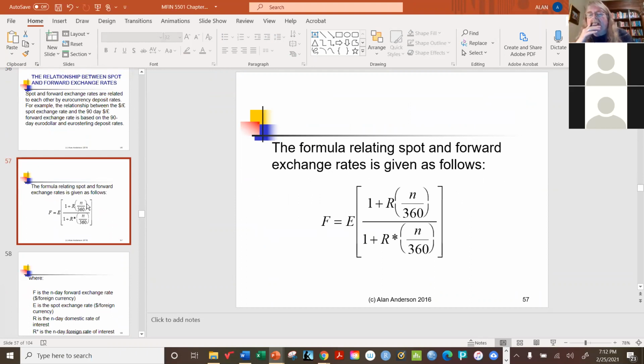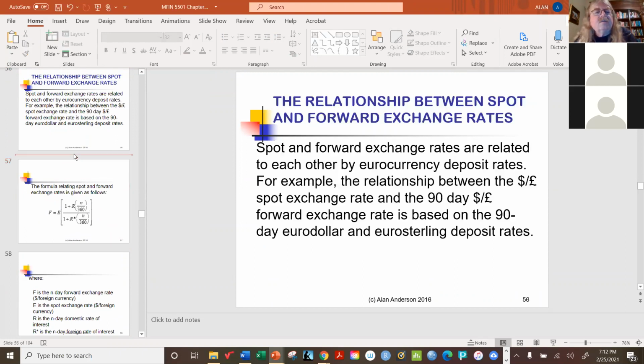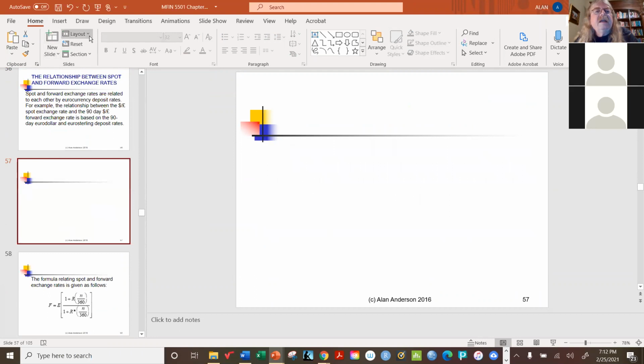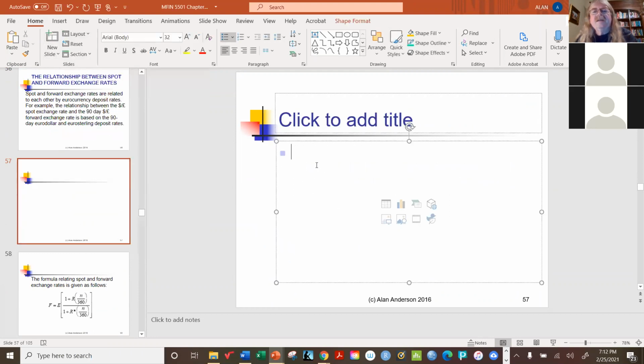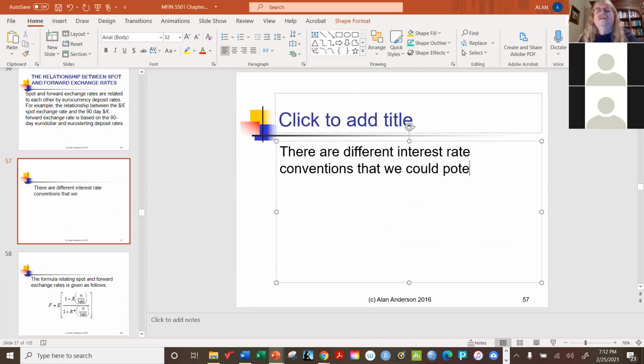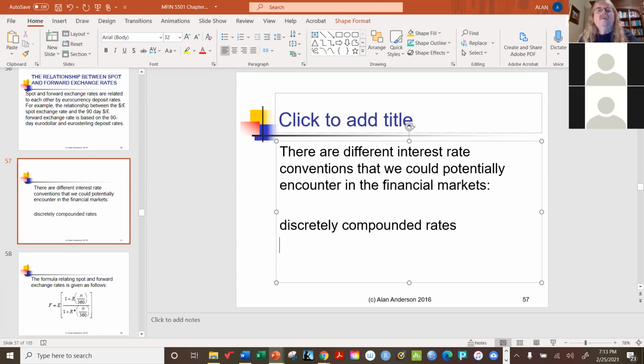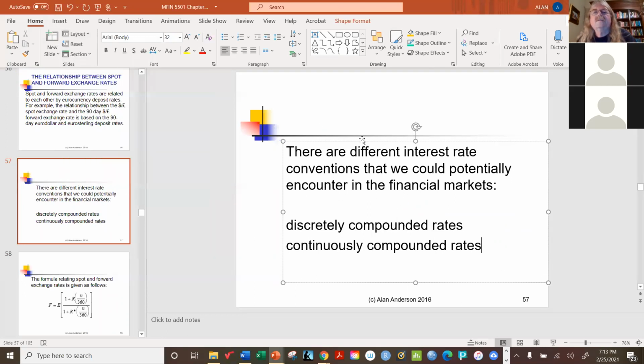Now, with this formula, I just want to take another step back and remind everybody that there are different interest rate conventions that we could potentially encounter in the financial markets. Let me just show you two of the basic types. Okay, we could have what are called discretely compounded rates and what we could call continuously compounded rates. So what's the difference between the two? All right, well, here's how this works.